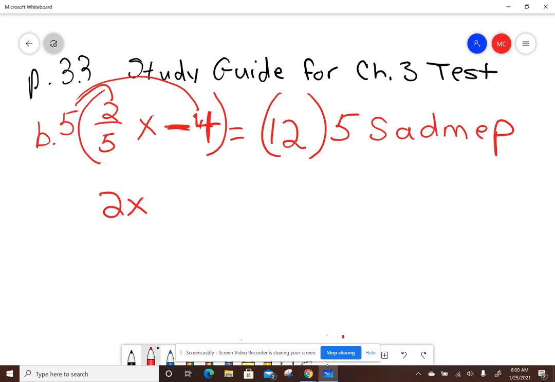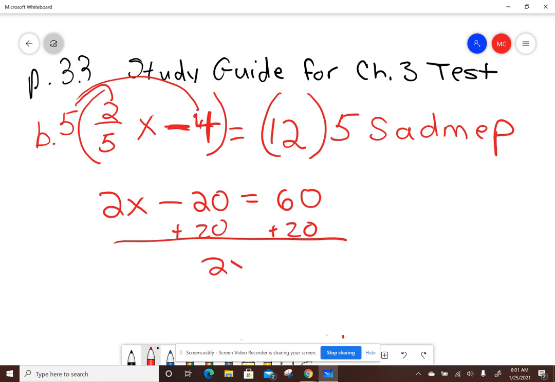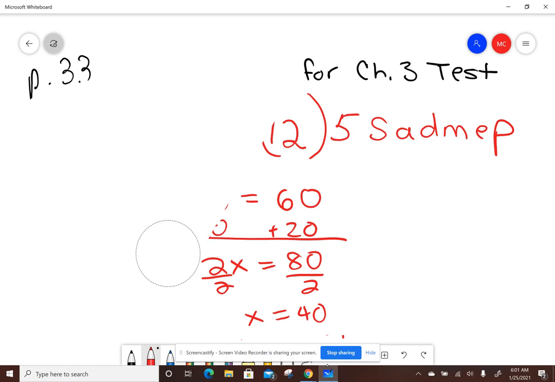So that becomes 2x minus 20 equals 60. Then I add 20 to both sides. 2x equals 80. I divide by 2, divide by 2. X equals 40. So that's another way you could have done it. Okay. And then if you plug 40 back into the check, you will see that it does work. Okay. So now we're going to turn the page and we're going to do yet another fraction.